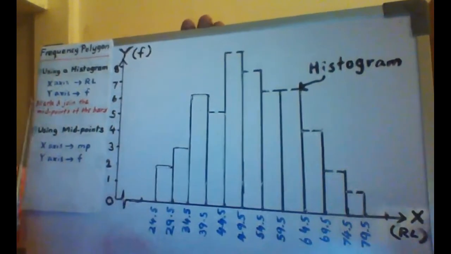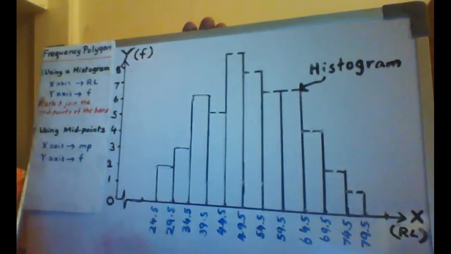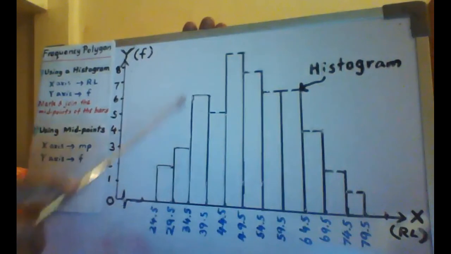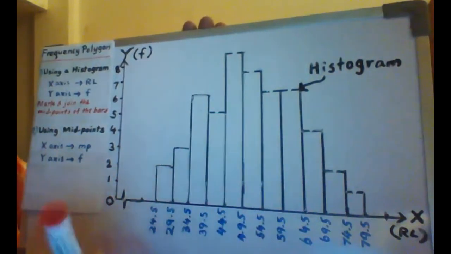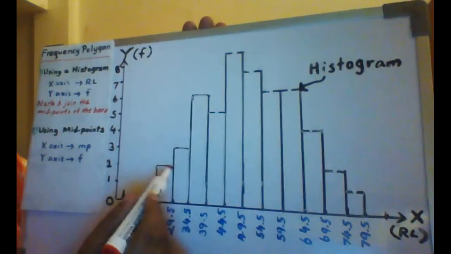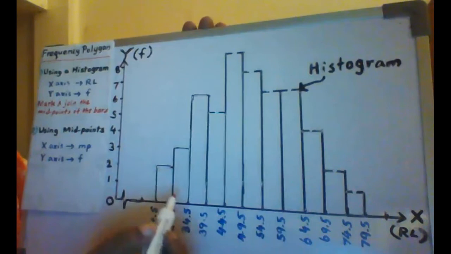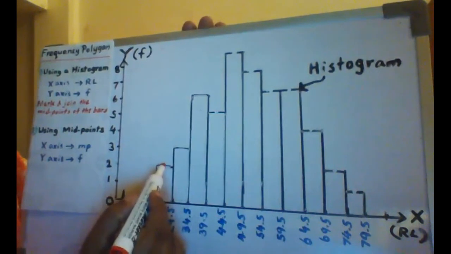Next step, to draw a frequency polygon, you have to mark and join the midpoints of the bars. These are the bars in the histogram. If there are 11 classes, then there are 11 bars also. Here these are the bars. Now you have to mark the midpoints of the bars. We'll take the first bar. This is the first bar. There you have to mark the midpoint like this.